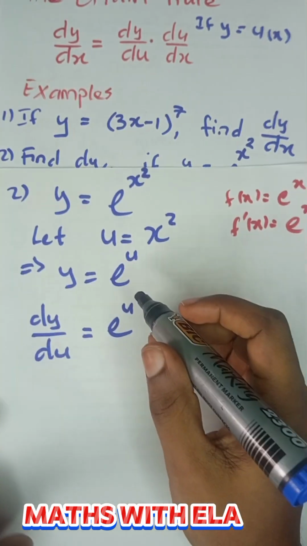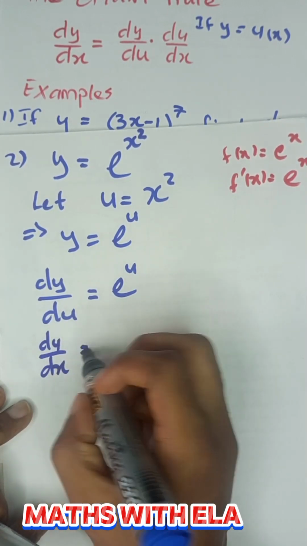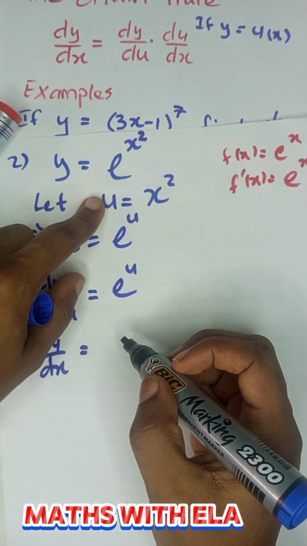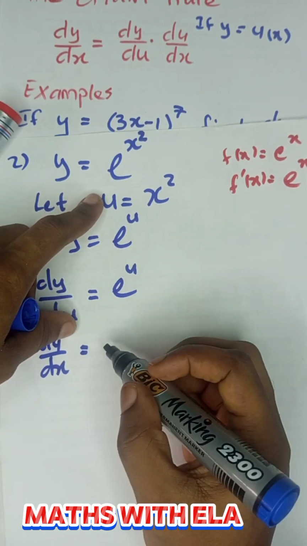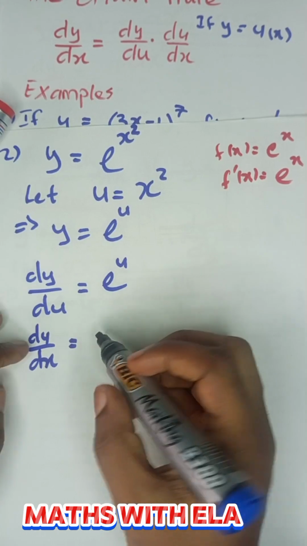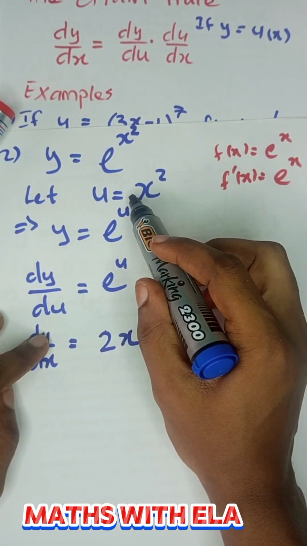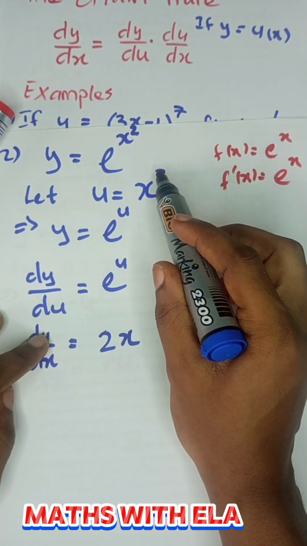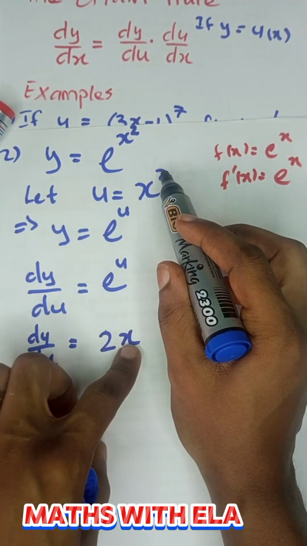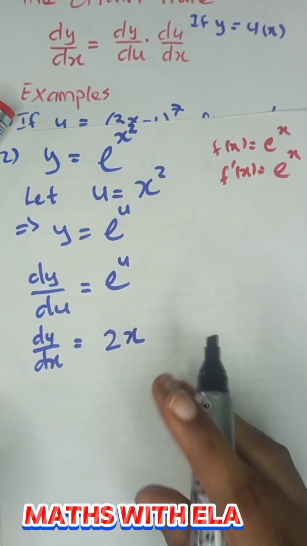Now we need du by dx. So this is our u as a function of x. Again, we use the general method and we are going to obtain 2x. That is, you bring down the power and then you subtract 1 from the power. So this will be 2, and for x, you subtract 1 from 2, you are left with 1. So 2x, and we are done.